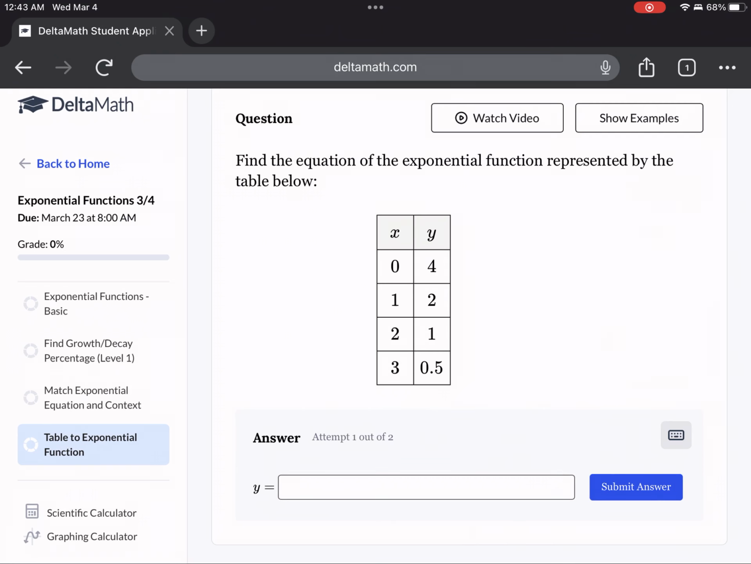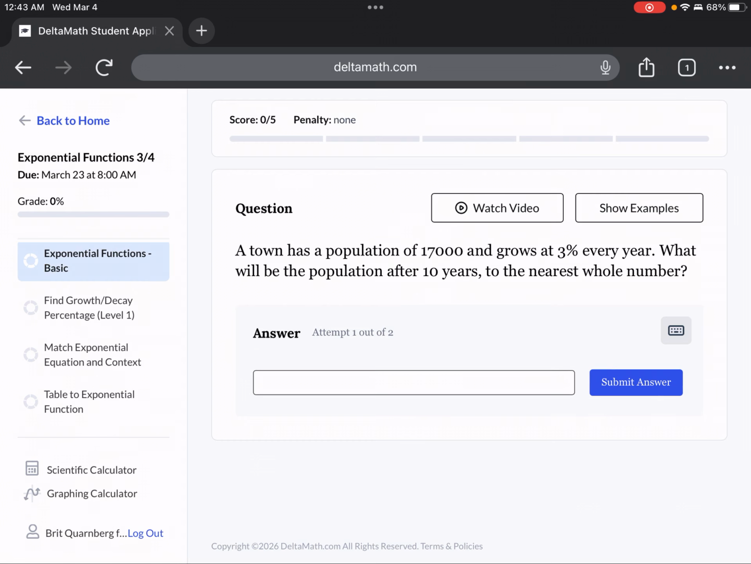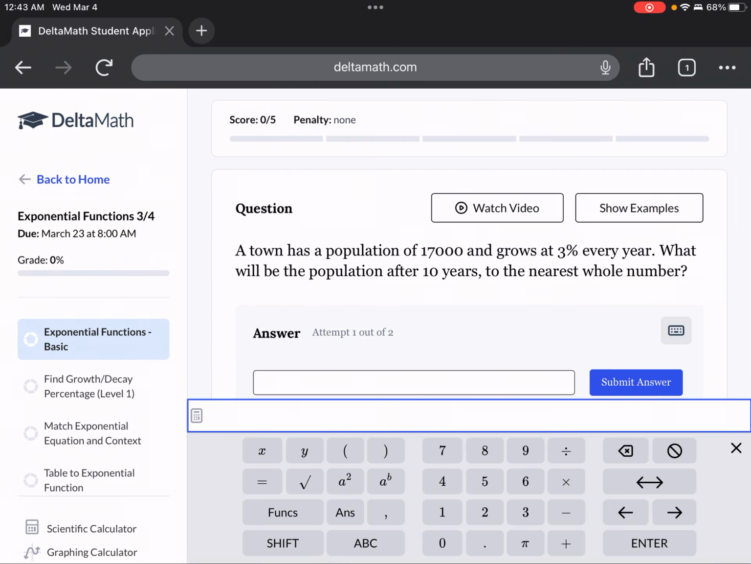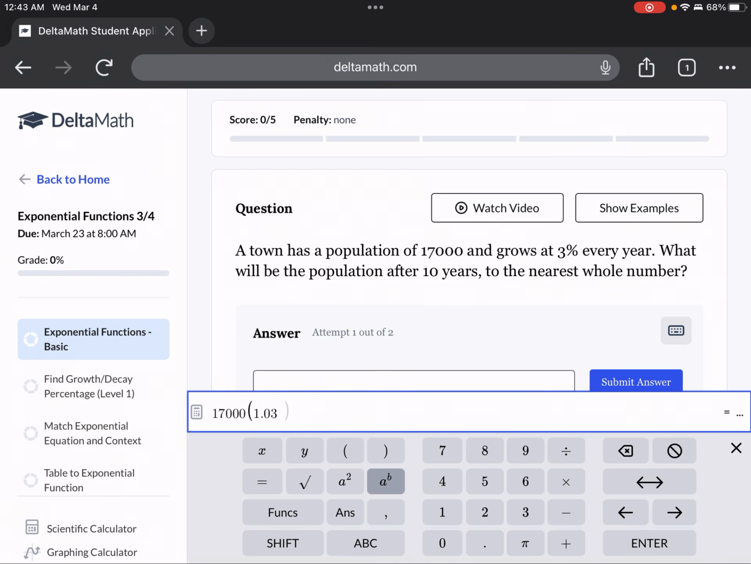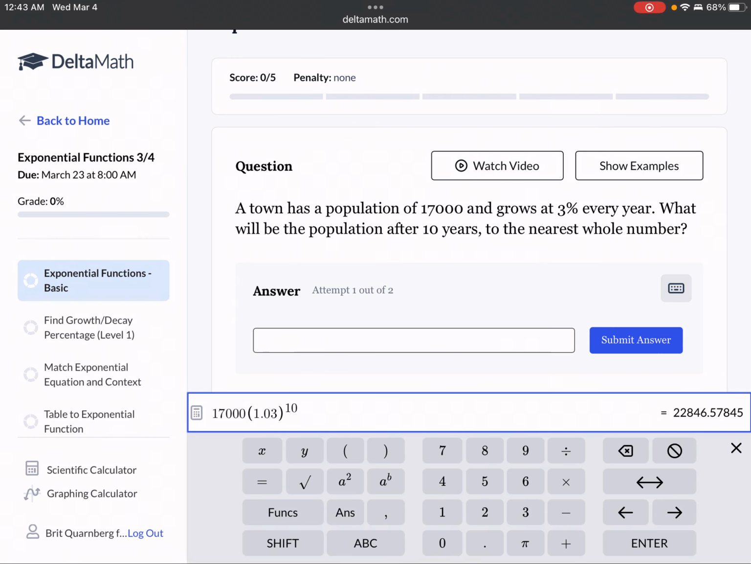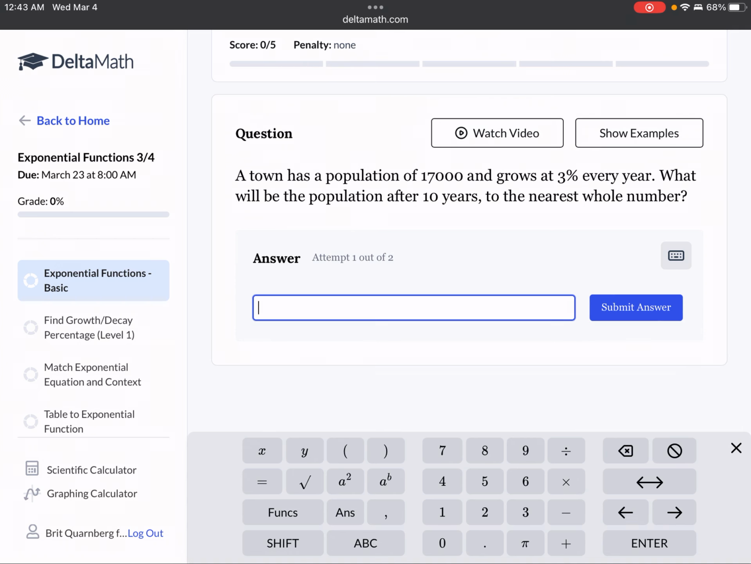Let me see. We can come back into Delta Math and the scientific calculator and then do the 17,000, parentheses, 1.03 to the power of, and I don't know if you can see the AB that's on there. Oops, I guess that would work, but I want to close the parentheses first. To the power of 10. All right, and it says to the nearest whole number, so my answer goes here on the right. Oh, did that go away? Scientific calculator, you were helpful.